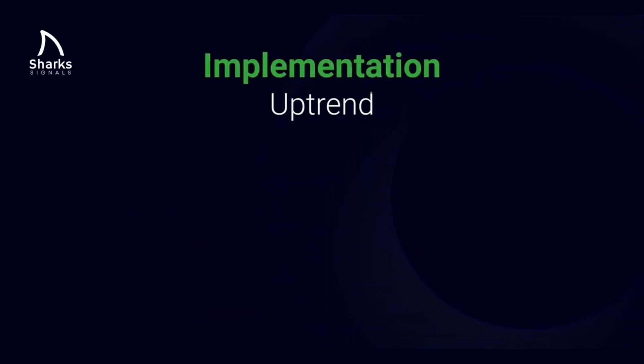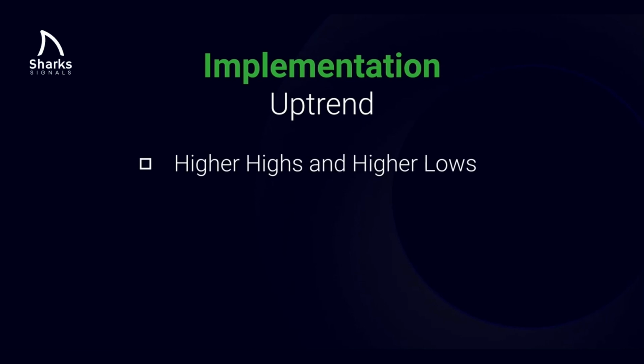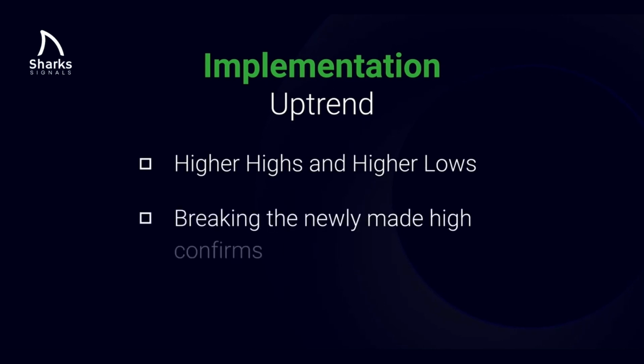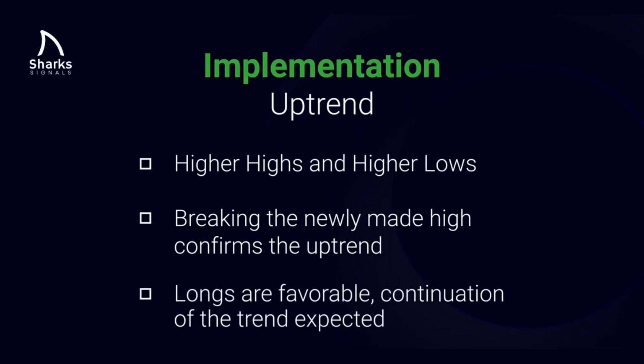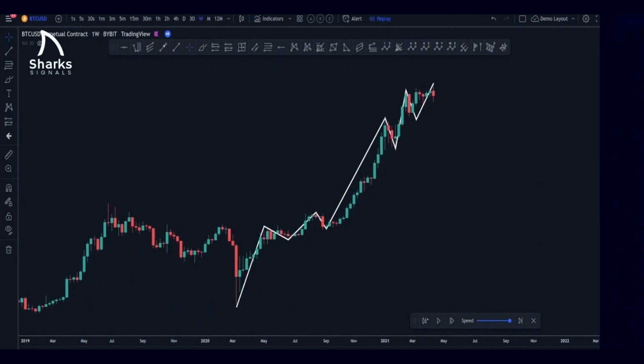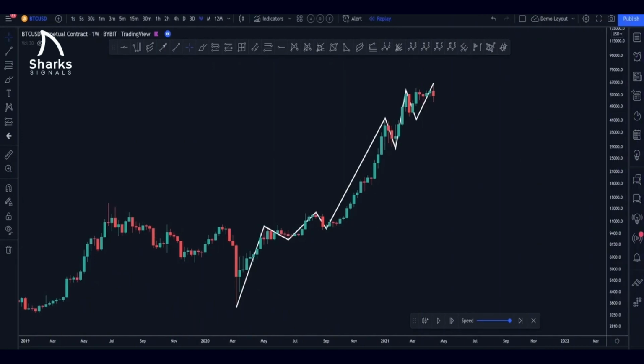When the price of an asset is moving higher, it is said to be in an uptrend. This is characterized by higher highs and higher lows. Breaking the newly made high confirms the uptrend. In this situation, longs are favorable, as a continuation of the trend is to be expected. Now let's have a look at a practical example of an uptrend.